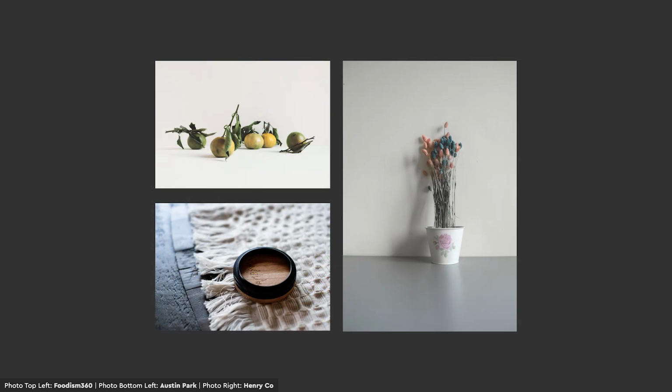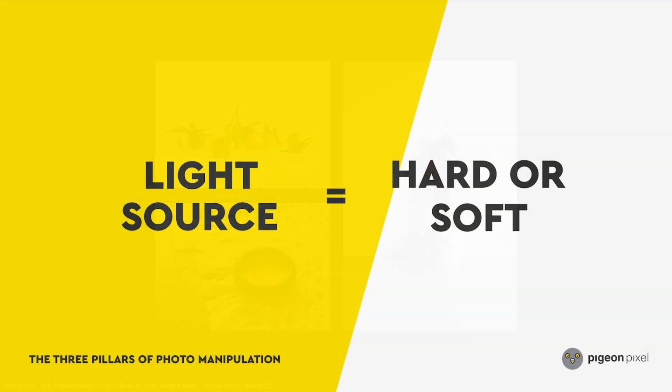On the other hand, when a light produces blurry shadows, it is called a soft light. The examples here all have shadows with soft blurred edges. Therefore, these images have a soft light. Any kind of light source can be hard or soft, and therefore cast hard or soft shadows.